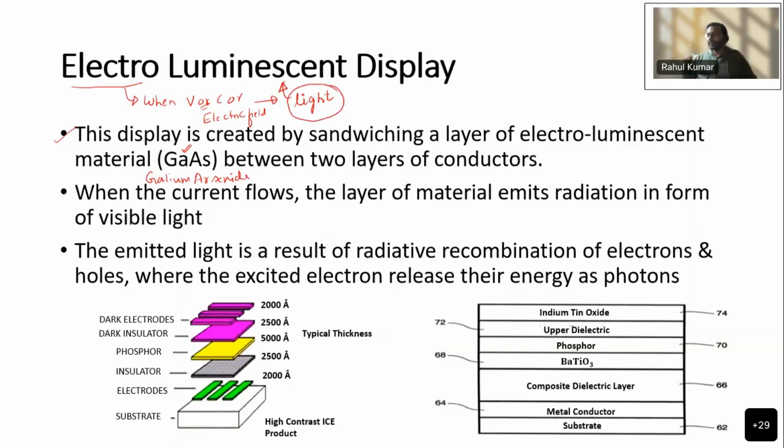Okay, so basically it has two layers, conductive and transparent. Okay, so these two layers are conductive and transparent. Otherwise, even if the electroluminescent material is producing some light, you won't be able to see it. So the two layers should be conductive as well as transparent.